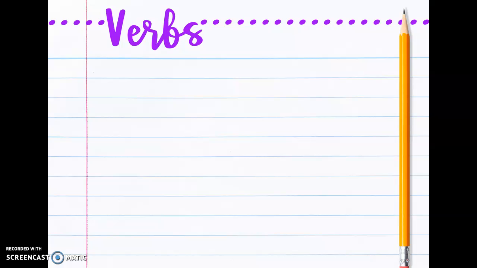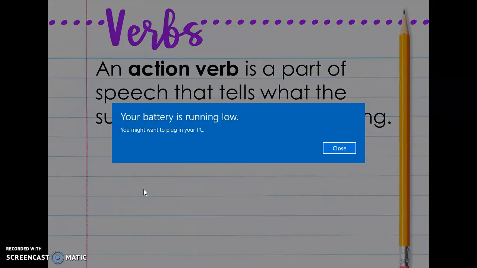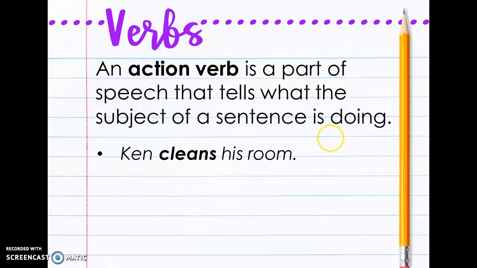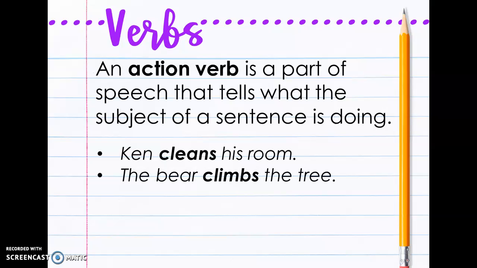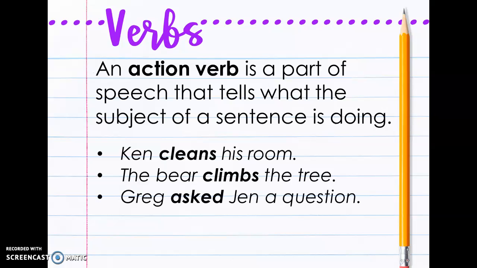Let's talk about verbs. Sorry, technology. An action verb is a part of speech that tells what the subject of a sentence is doing. For example, Ken cleans his room. The bear climbs the tree. Greg asked Jen a question. Ashley parked the car.